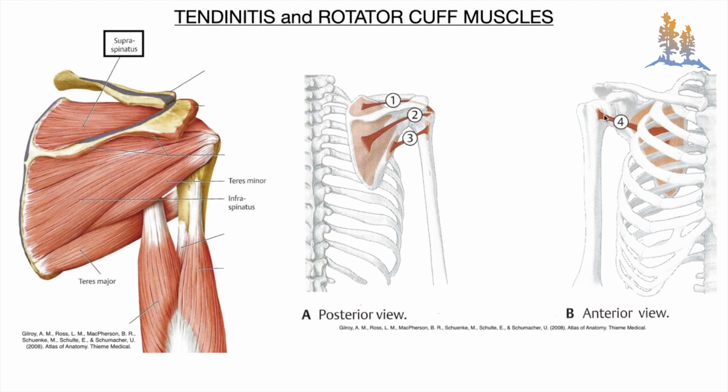These muscles are largely responsible for our ability to rotate our arm or shoulder, as well as lift our arm and assist with other movements by stabilizing the shoulder.